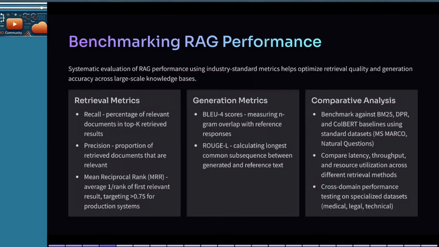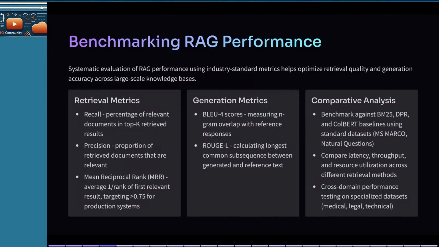There are metrics that we track as well. So there's BLEU-4 scores, which measures the n-gram overlap with reference responses. N-gram is essentially an alphabet that you compare, and then you use that to basically generate some knowledge. Or ROUGE, I've never known how to pronounce that. ROUGE-L, let's say, is calculating the longest common subsequence between the generated and reference text, right?